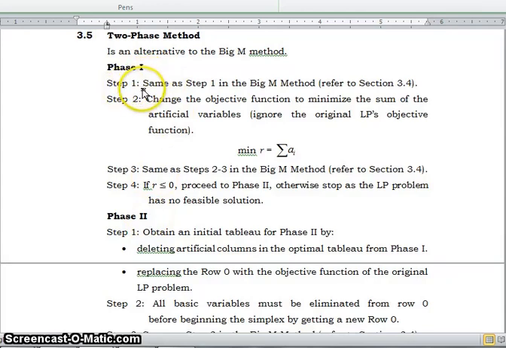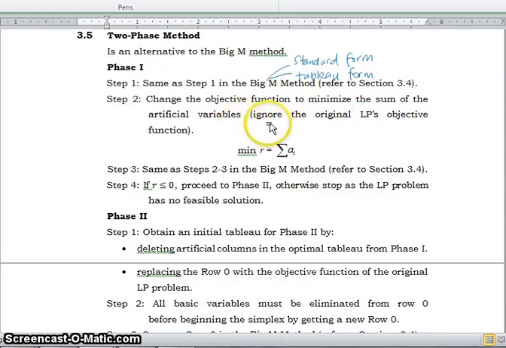Step 1 in phase 1 is the same as step 1 in the Big M method, where you need to transform the model to standard form and also write the model in tableau form. Then move to step 2. Step 2 is to change the objective function to minimize the sum of the artificial variables.